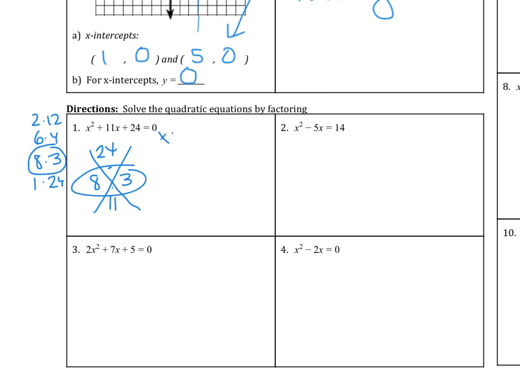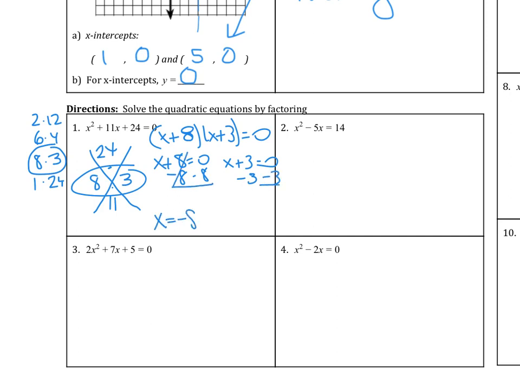So this factors to x plus 8, x plus 3 equals 0, and then you use the zero product property: x plus 8 equals 0, x plus 3 equals 0, and then subtract to solve.